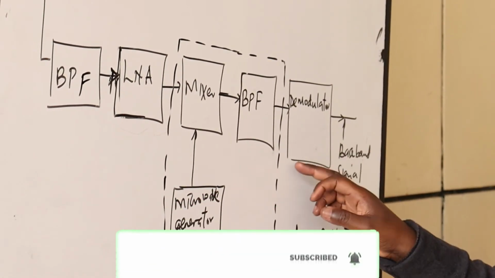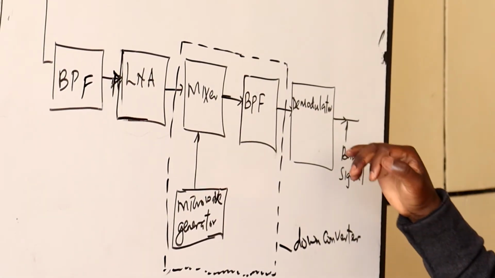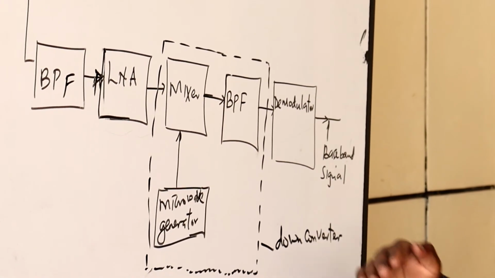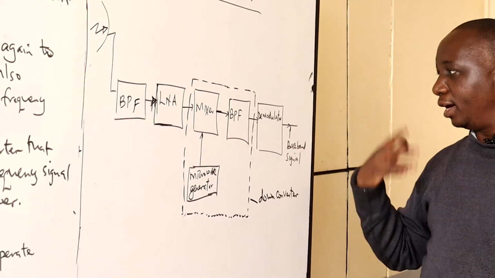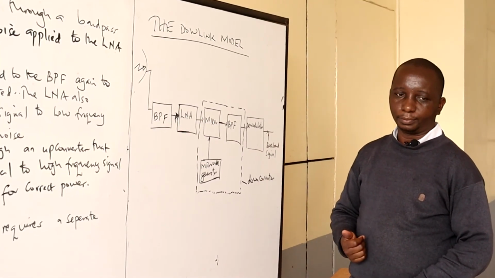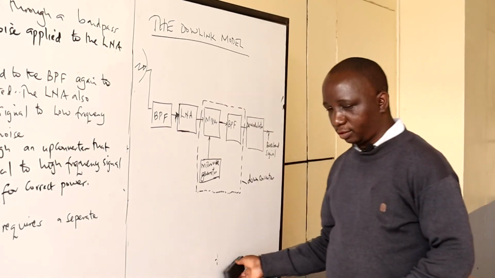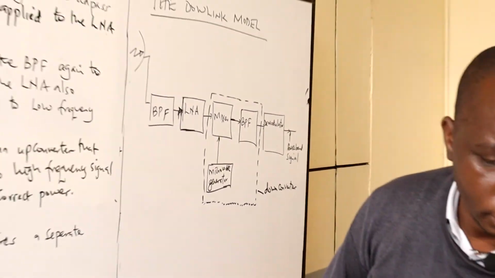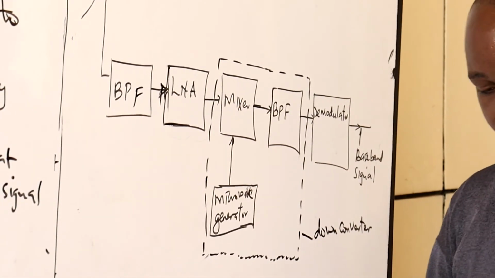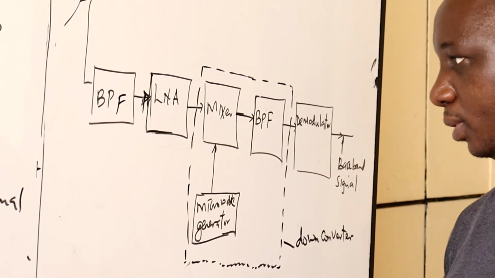The only difference is the demodulator, which is able to reverse the process so that we get the baseband signal that is required at the input. So we're going to have a little discussion on that. The bandpass filter limits the input frequency to the required bandwidth.